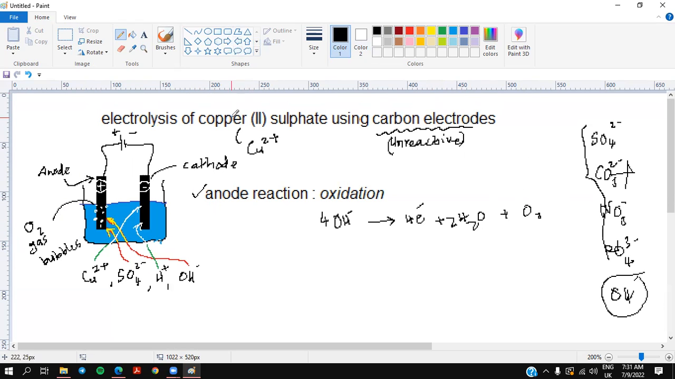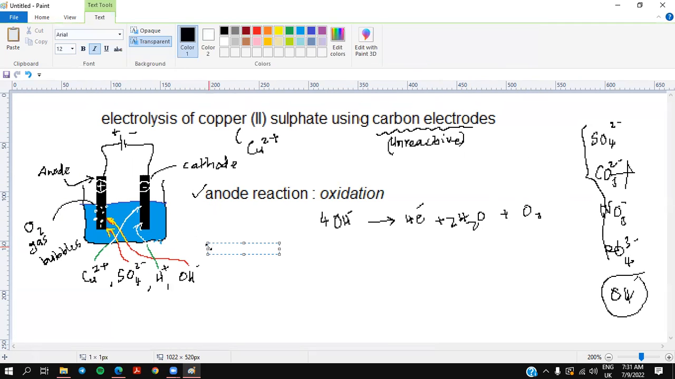We go to the cathode reaction now. We get the heading first. The anode reaction heading can be changed to cathode reaction.